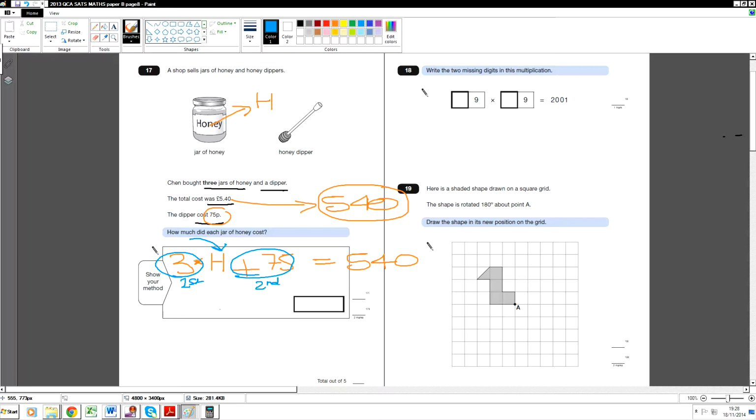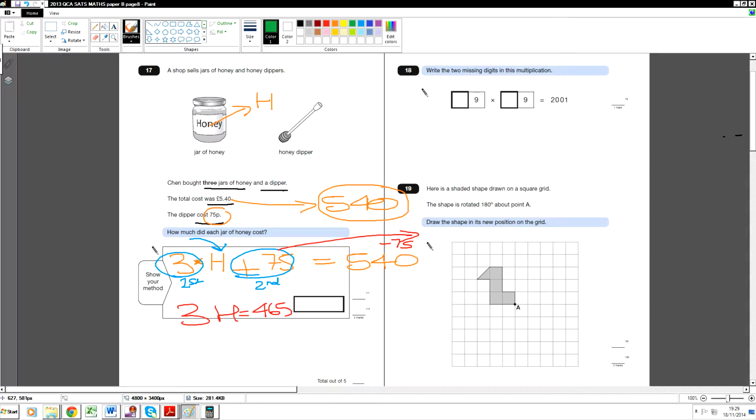Now we have identified the actions. Qasim, when we solve it, which action do we move first? Do we move the first action first or the last action first? Last action. Well done. We always move the last action first. So the plus 75 comes over. Then what's 540 minus 75? So we now have 3h is equal to 540 minus 75, which gives us an answer of 465.